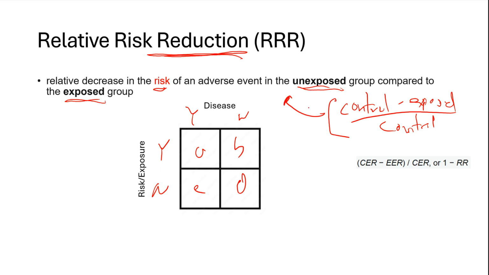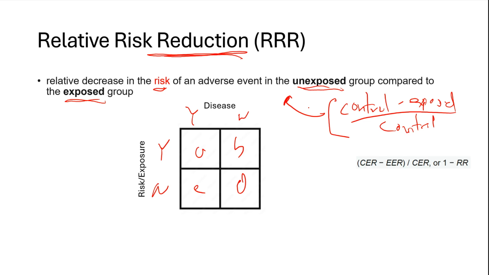Understanding the definitions will help to remind you what the equations are. We are taking the unexposed or the control group, subtracting the exposed group from it, and dividing all of that by the control group. Or, which is more typically taught, 1 minus relative risk. That 1 value is your unexposed group. The relative risk is obviously your exposed group or your at-risk group.